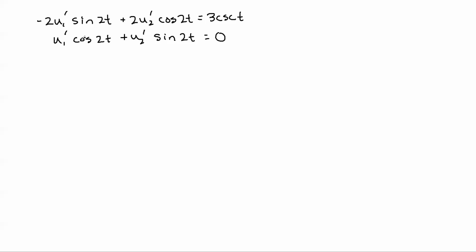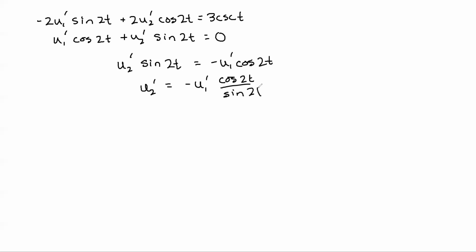Let's go through and take this equation because it's simpler, and we're going to solve for u2 prime. All right, so what happens, we're going to have u2 prime sine 2t equals negative u1 prime cosine 2t. Then we're going to get u2 prime equals negative u1 prime cosine 2t divided by sine 2t. All right. And then once we've done that, we're going to take that and plug it into the other equation so that we can solve for u1 prime. So the end result is that we'll have an equation that just has u1 prime in it. So let's do that next.